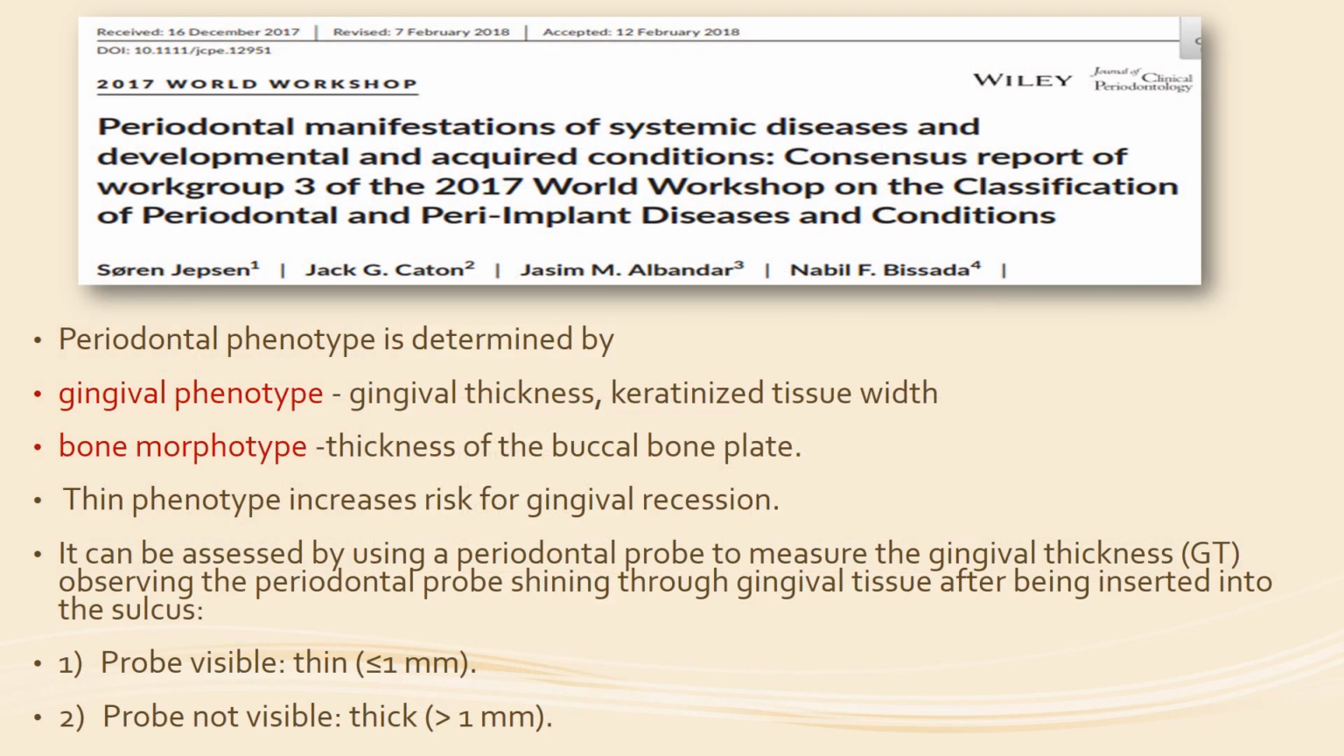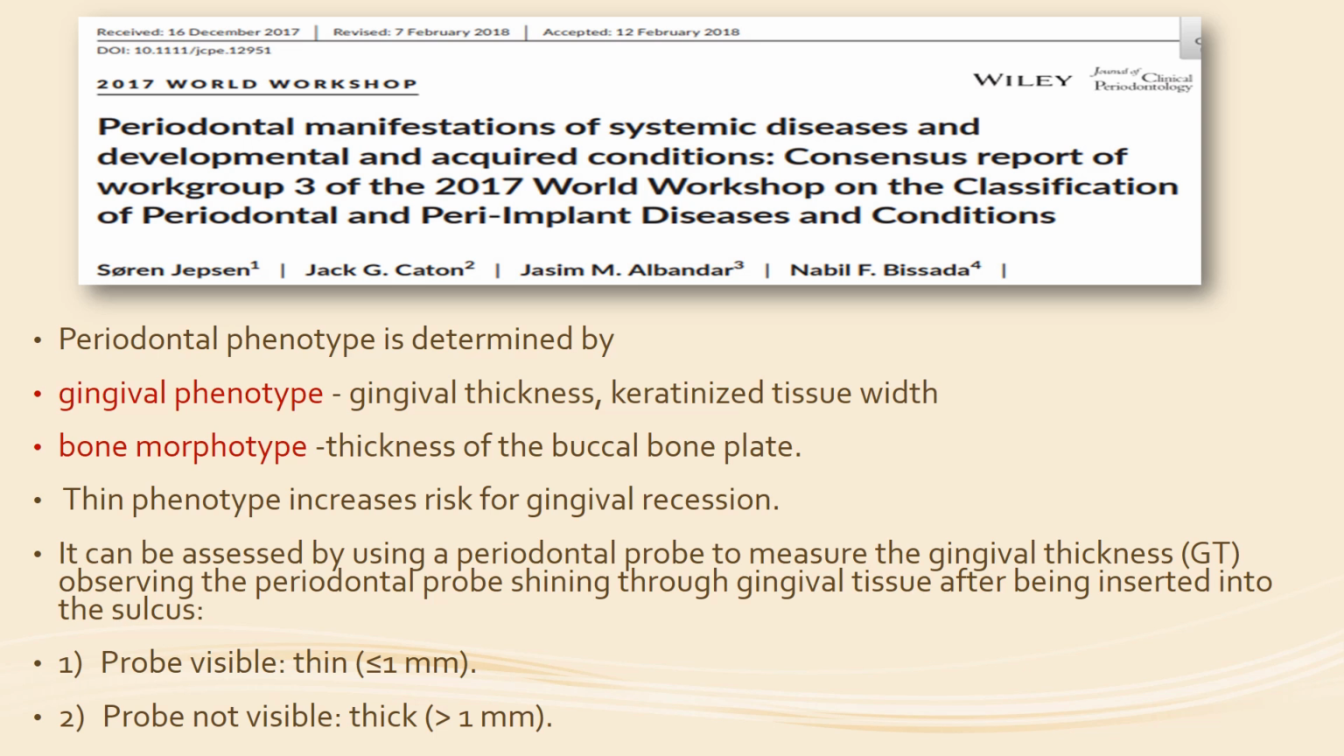According to the 2017 World Workshop, the gingival biotype is changed to periodontal phenotype. It is determined by both gingival phenotype, that is the gingival thickness or keratinized tissue width, and bone morphotype, that is the thickness of the buccal bone plate. Thin phenotype increases the risk for gingival recession.